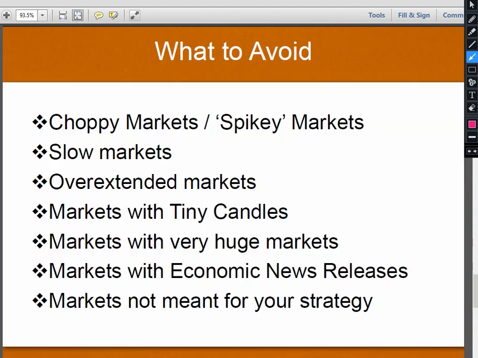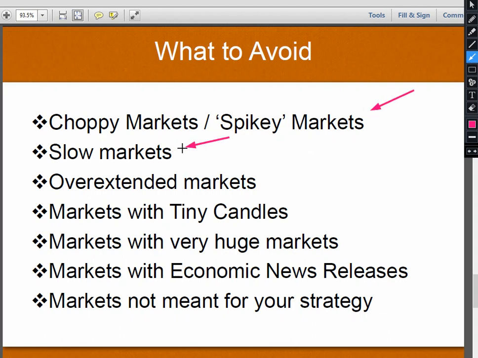So what must you avoid? Number 1, avoid choppy markets. Choppy markets are those where the market is spiking up and down, up and down, up and down. Yeah, long wicks, all right? So in a choppy market, you cannot even identify proper support and resistance levels. If you are struggling to find support or resistance levels, you are probably in a choppy market or a spiky market. Avoid trading in that market.